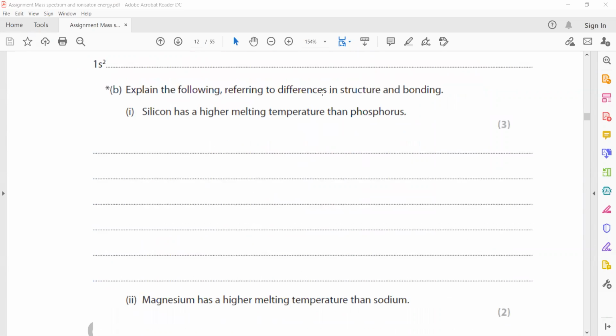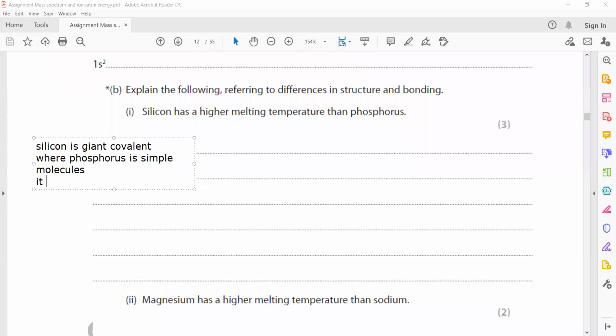Explain the following by reference to differences in structure and bonding. Why does silicon have a higher melting temperature than phosphorus? So what's the reason when you compare their structures? The reason is that, as you know, silicon, a group 4 element, has a giant structure. Silicon is a giant covalent structure whereas phosphorus is simple molecular.